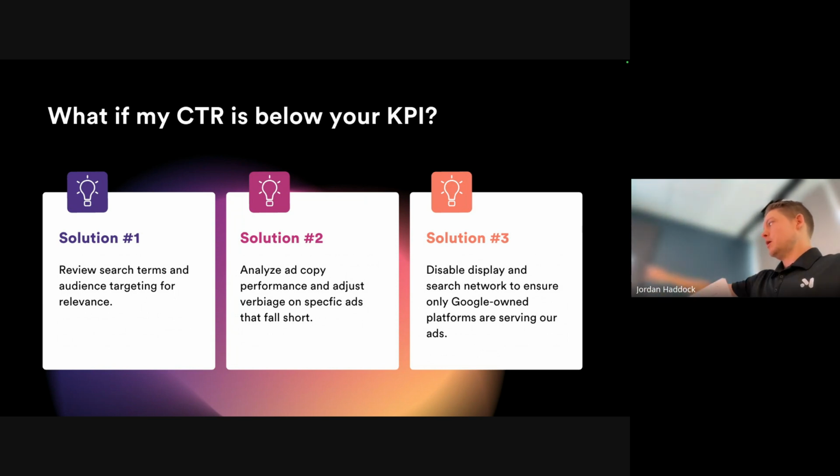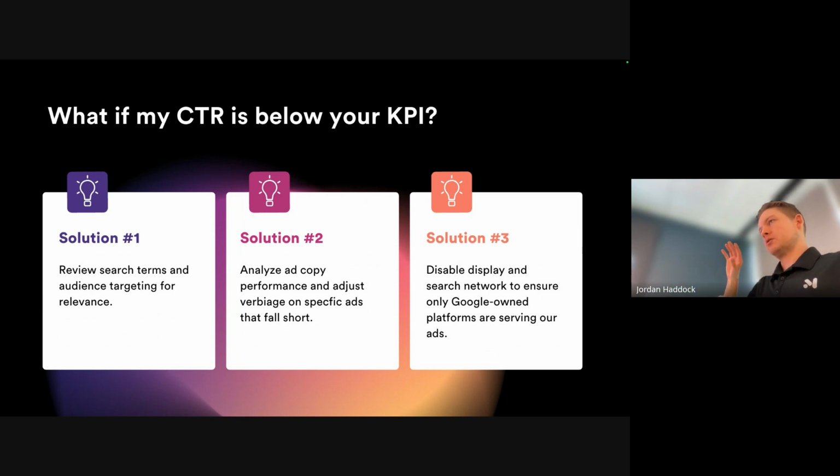And then also the big one here, if we have display and search network enabled for Google, the display network is what I had talked about previously, where we allow our ads to be served on different partner websites. Click-through rate is normally going to be lower when you have that enabled, since your ad's being served to a lot more users.